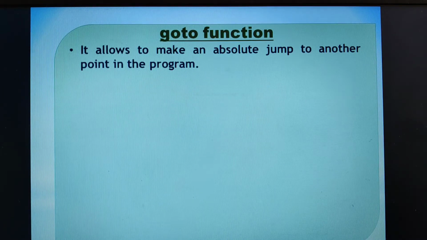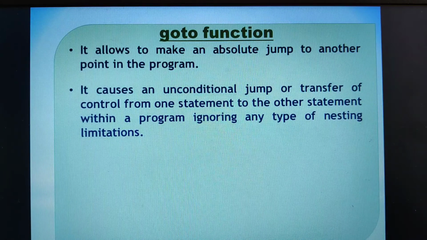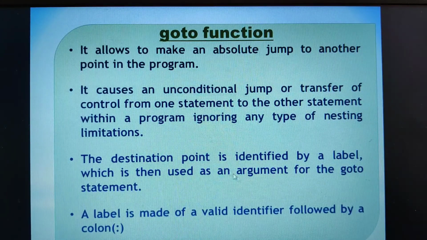Now how to identify this goto? We have a label which is made up of a valid identifier followed by a colon. Let me show you here. As I have explained here, goto statements make a jump ignoring any kind of nesting limitations. Now let me show you. See here, we have a valid identifier, wherein it should be followed by the colon.